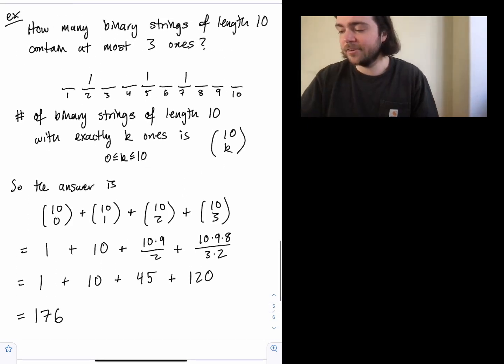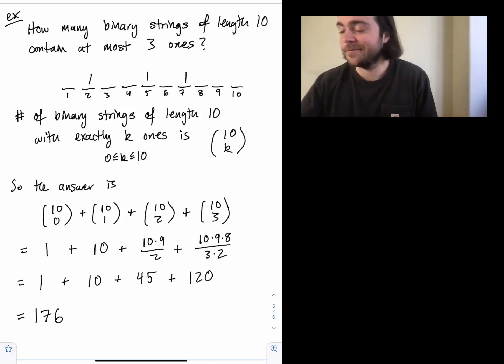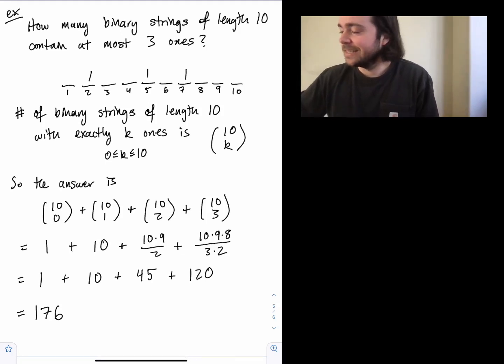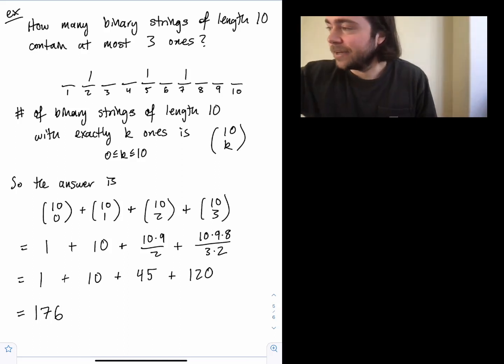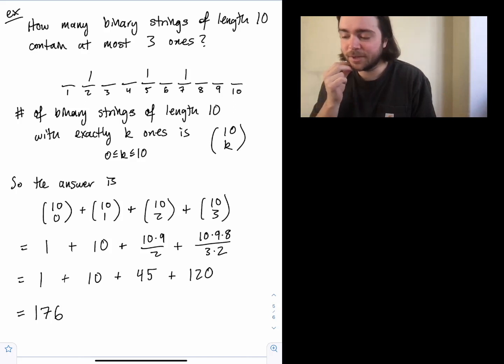Okay, so that is the number of binary strings of length 10 with at most 3 ones. I would not recommend listing all of these out unless you really want to, but you can trust the math here. I mean, feel free if you really want. Okay, so that's good.